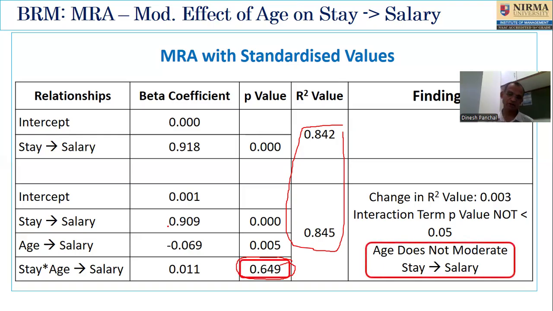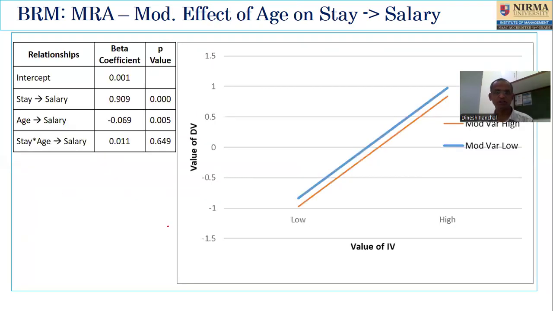In this case, we say the age does not moderate the relationship between stay and salary. So look at here. You have these coefficients. What you can do for stay, take values -1 and +1, and for age, again -1 and +1. That means below average, above average.